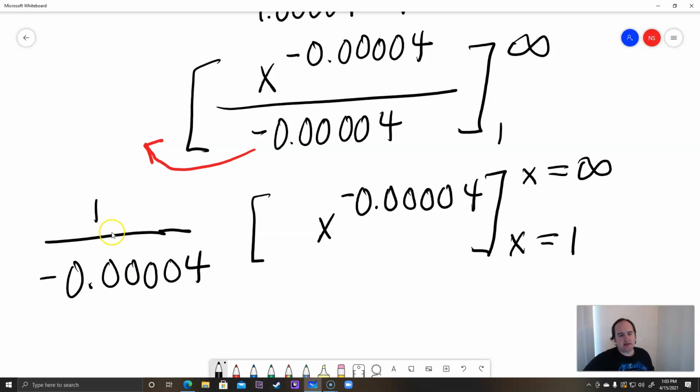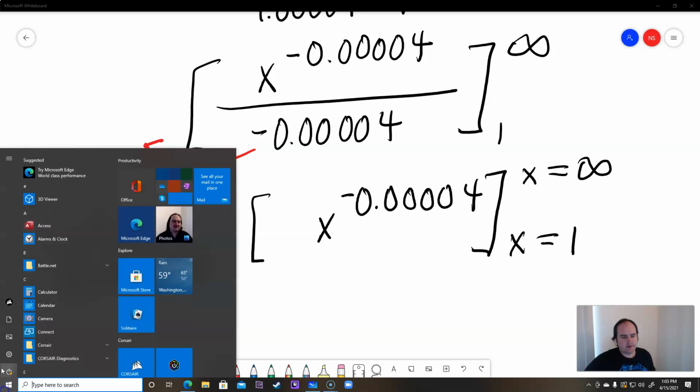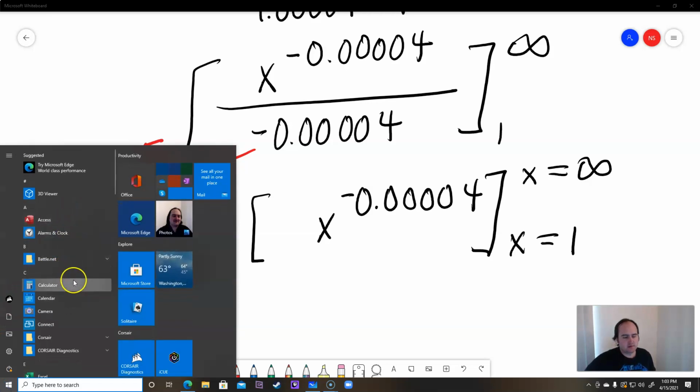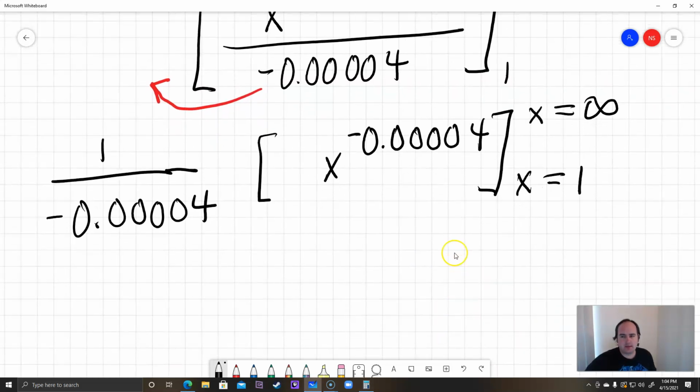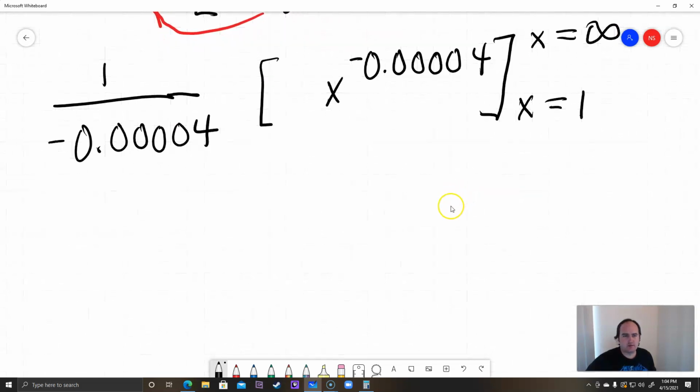And I'm just going to use a calculator here. So what is 1 divided by negative 0.00004? Well, I'll just use the calculator that comes with the computer, because everyone has one of those, right? Okay, so 1 divided by 0.00004 gives us 25,000. Probably could have done that, but calculator's faster for that. Okay, but there's a negative there, so it's going to be negative 25,000.